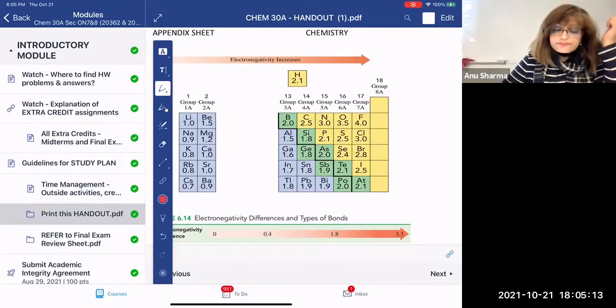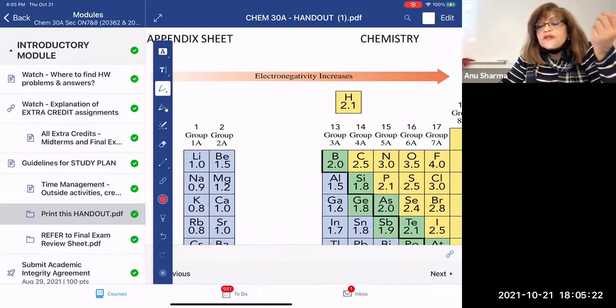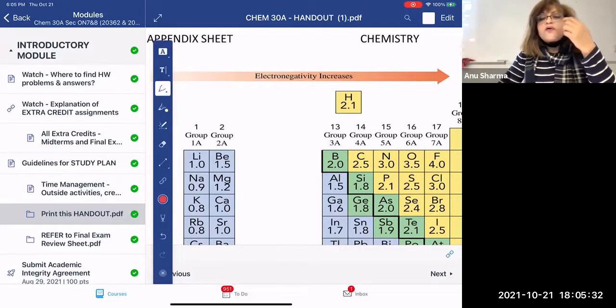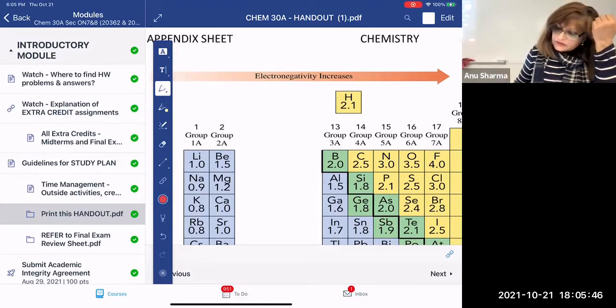All right, so this means the electronegativity increases, meaning the ability to pull the electrons increases. Fluorine is going to pull the electrons with a greater force than oxygen. Oxygen will pull the electrons with greater force than nitrogen, and so forth. Similarly, chlorine will pull the electrons with greater force than bromine. So 3.0 is bigger than 2.8. You see that? Sulfur 2.5, selenium 2.4. So sulfur has more pull of the electrons than selenium. So this is one thing.